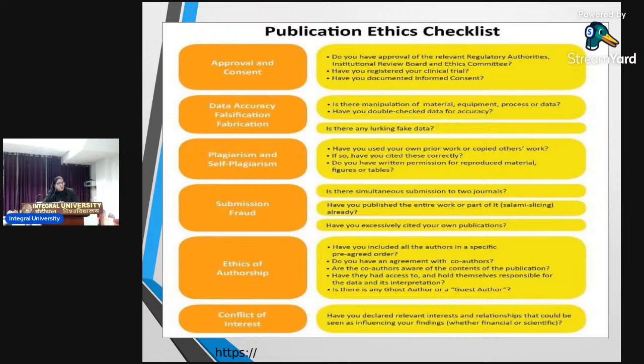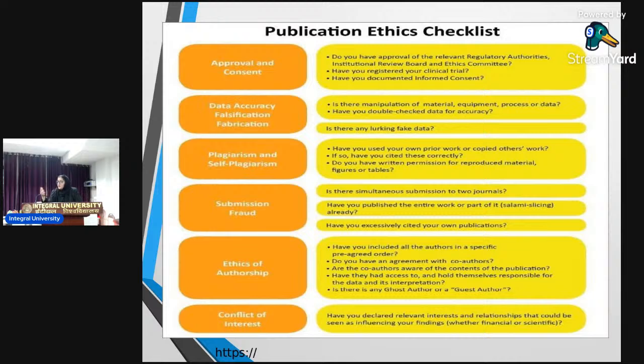Do you have an agreement with co-authors? This your supervisor has to worry about. Are the co-authors aware of the contents of the publication? When you will be sending the paper out for publication, you have to share it with the co-authors before sending it. Okay, so remember this because you need to have the consent of those co-authors too.